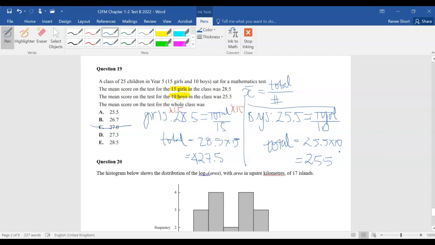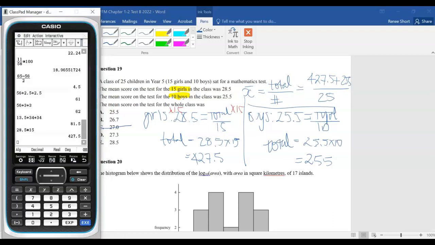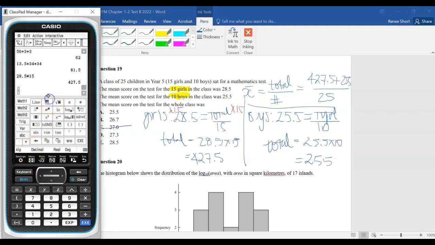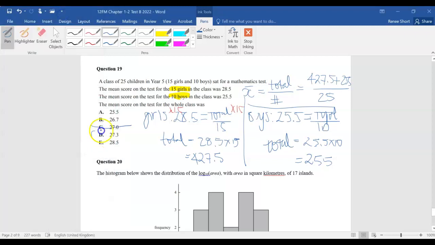Now that I know those two totals, I can actually find the average for the class by adding the 427.5 and the 255 and then dividing that by 25, because this gives me the total for the 15 girls and the total for the 10 boys. So if I do 427.5 plus 255 and I then divide that by 25, I get 27.3. So my answer there is D.